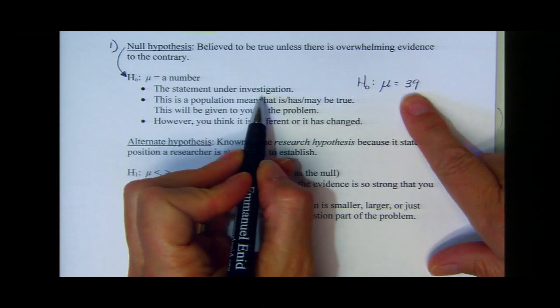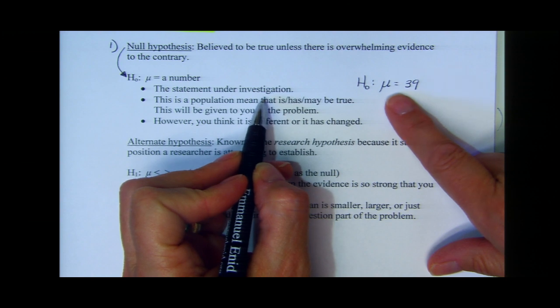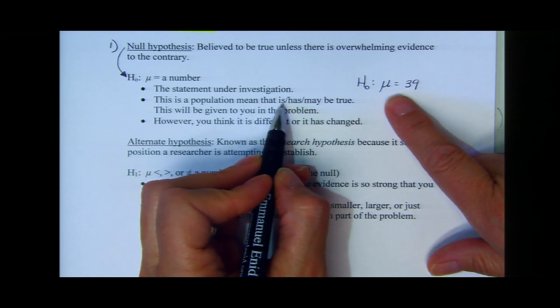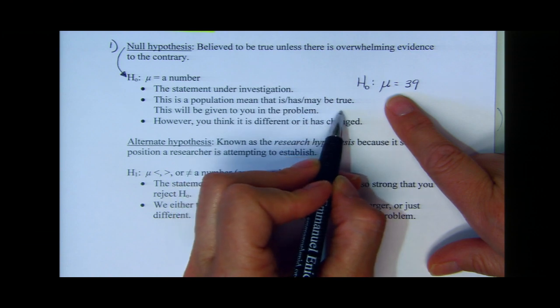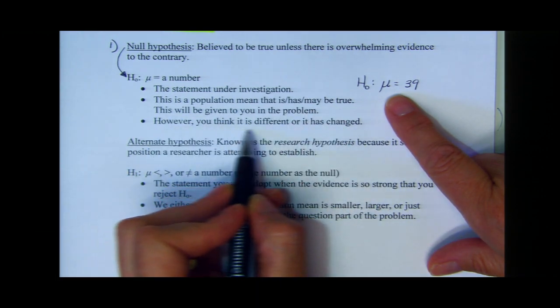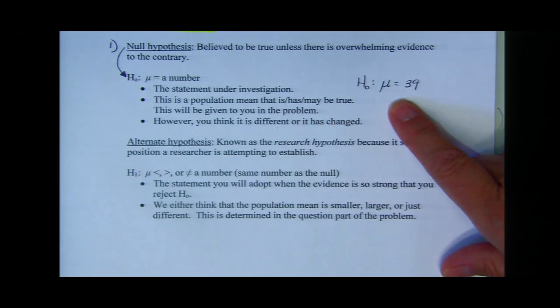This is the statement under investigation. So this is what, in essence, if you want to say, we're putting on trial to see if it's changed or not. This is the population mean that is still true, used to be true, may be true. This will be given to you in the problem. However, you think it is different or is changed. You look at this and say, well, maybe it used to be that, but I don't think it is.